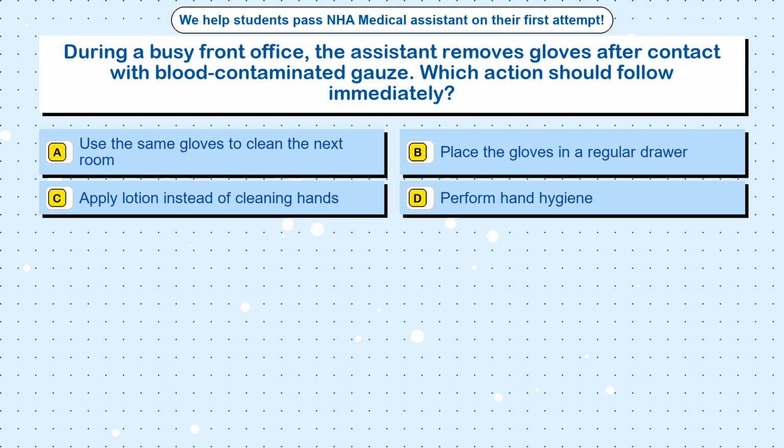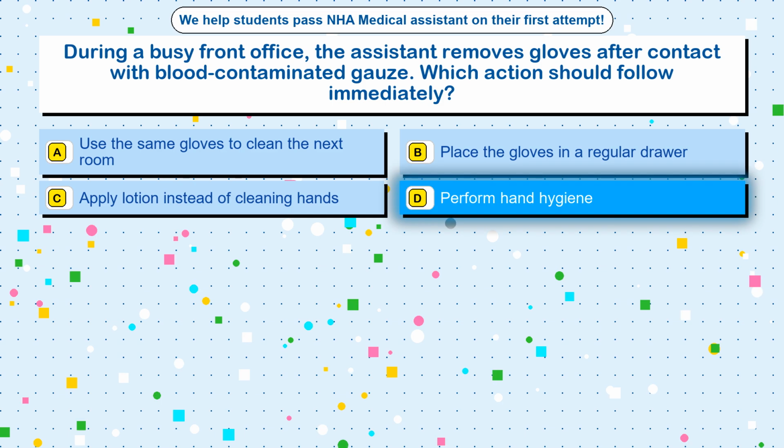Question 74. During a busy front office, the assistant removes gloves after contact with blood-contaminated gauze. Which action should follow immediately? Option A. Use the same gloves to clean the next room. Option B. Place the gloves in a regular drawer. Option C. Apply lotion instead of cleaning hands. Option D. Perform hand hygiene. The correct answer is option D.